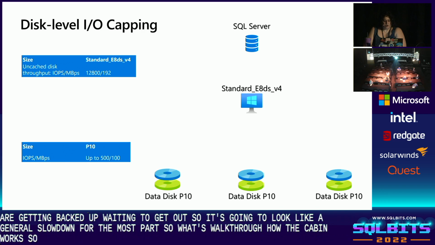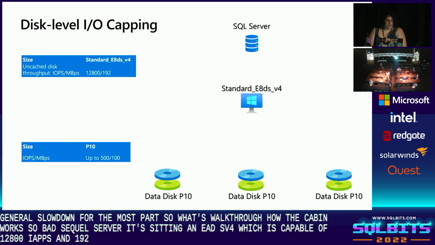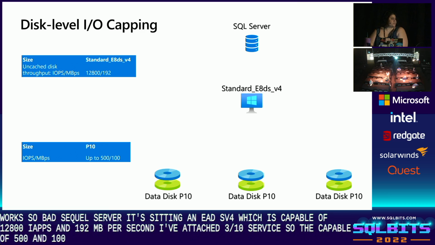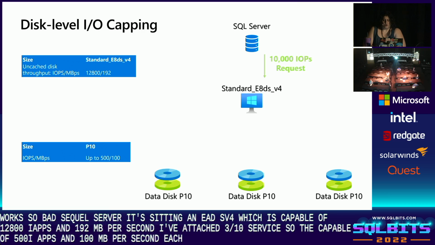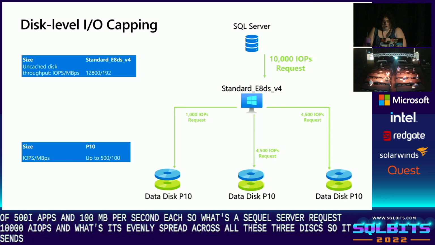So I've got SQL Server. It's sitting on an IAAS v4, which is capable of 12,800 IOPS and 192 megabytes per second. I've attached 3 P10s to this. So the P10s are capable of 500 IOPS and 100 megabytes per second each. Okay? So let's say SQL Server requests 10,000 IOPS. And let's say that it's not evenly spread across all these 3 disks, so 4,500 to one, 4,500 to the other, and 1,000 to the other.